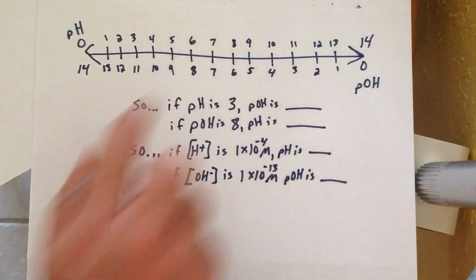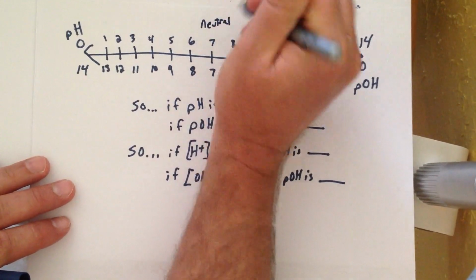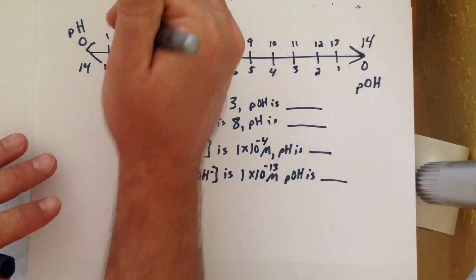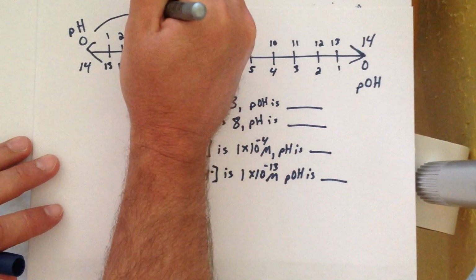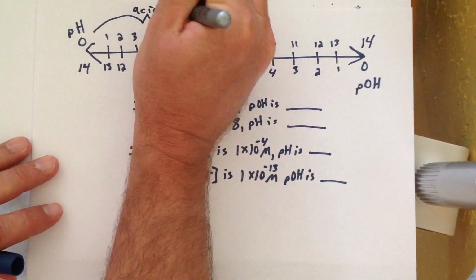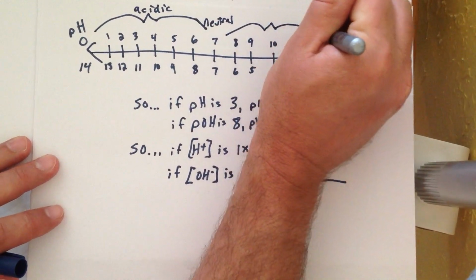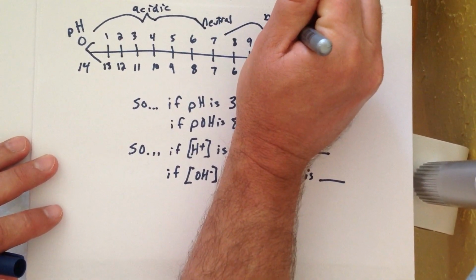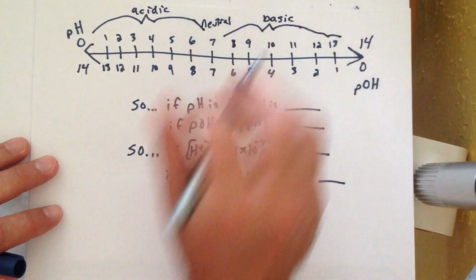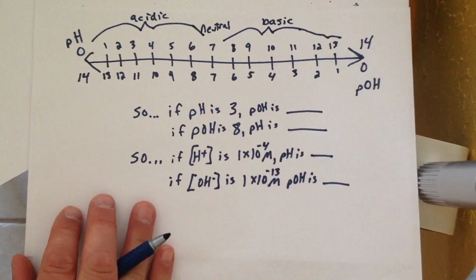7 is what we would call neutral. So that's neither an acid nor a base. From 0 to 7 on the pH scale would be acidic. And 7 to 14 would be considered basic or alkaline. Okay, those are things you probably learned in middle school science.